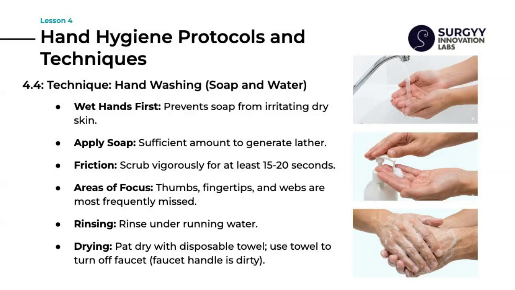Specific areas of focus should include the thumbs, fingertips, and finger webs, as these are most frequently missed. For rinsing, ensure you rinse thoroughly under running water with hands pointing down. Finally, for drying, pat dry with a disposable towel and use that same towel to turn off the faucet, because the faucet handle is considered dirty.